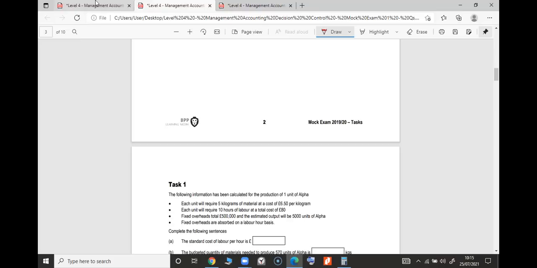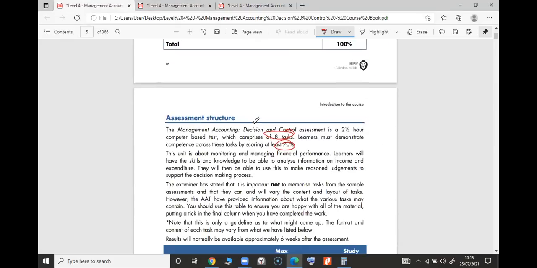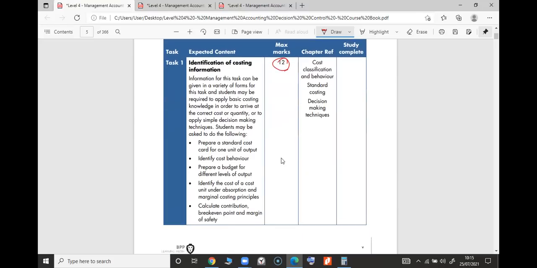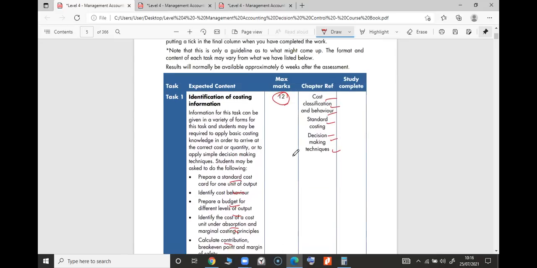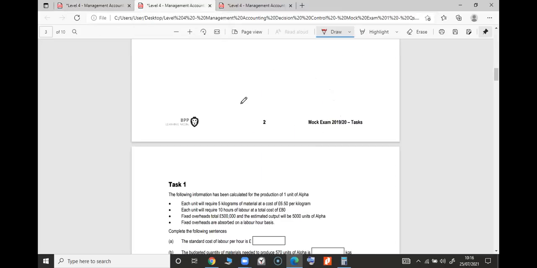Before I move into task number one, I'd like to show you what to expect. It's not like 100% it's going to come, but it's more or less similar. In task number one, you're going to expect 12 marks. The task is on cost classification, behavior, standard costing, decision-making techniques. The detail items are there, or what you can expect from your BPP textbook. Please explore these items. Let's get going. I'd be expecting most of the answers from you.